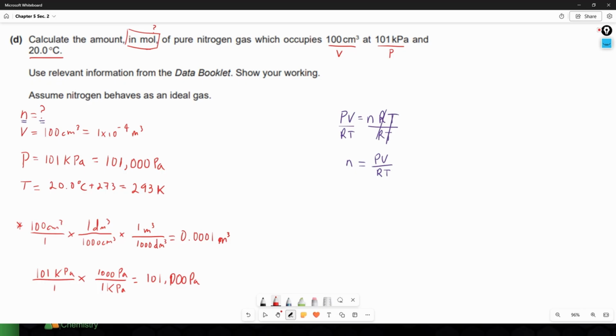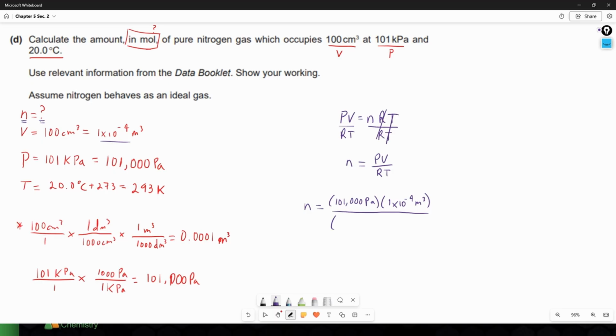Now that we have all of our variables in proper units, we can go ahead and plug them into this equation. So N is going to be equal to pressure, which we said is 101,000 pascals, times volume, which is 1 times 10 to the negative 4 meters cubed, divided by R, which remember is that gas constant, and we do need to memorize it.